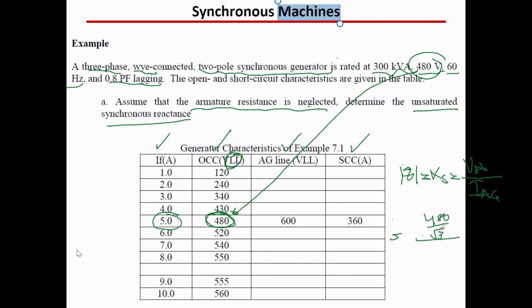What if it is delta? It will be the same, no need. We take it as is, because line to line is the same as the phase in delta.